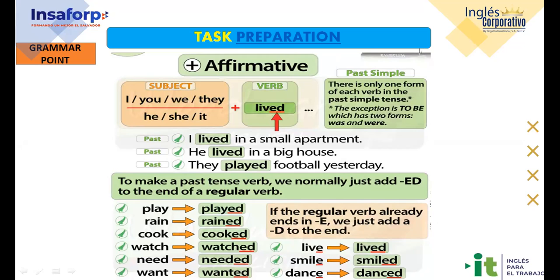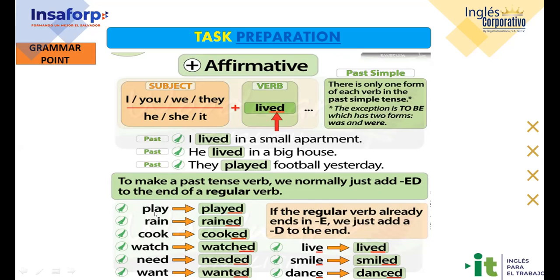Okay, so notice the structure that we're going to use with the past tense form: subject plus verb. That's all, right? In the past simple, there is only one form of each verb. The exception is to be, which we already discussed, which has two forms, was and were. But the rest of the verbs just have one form, right? I lived in a small apartment. He lived in a big house. They played football yesterday.